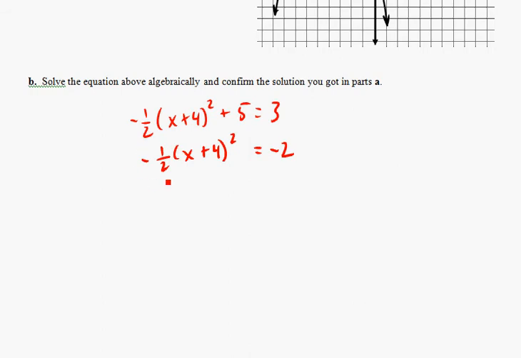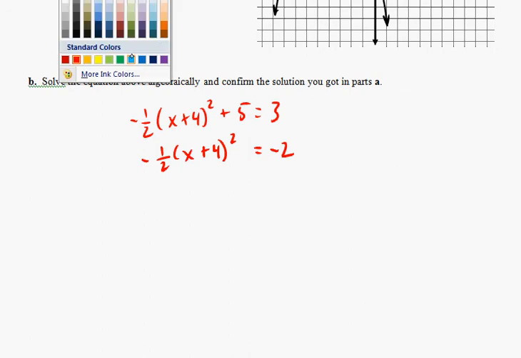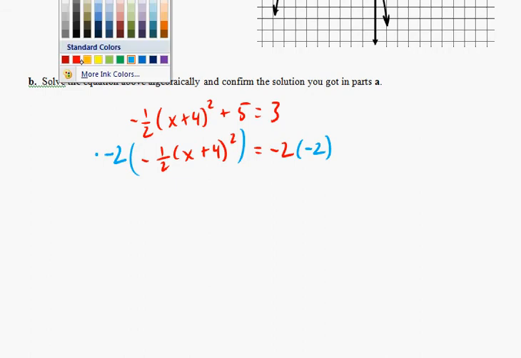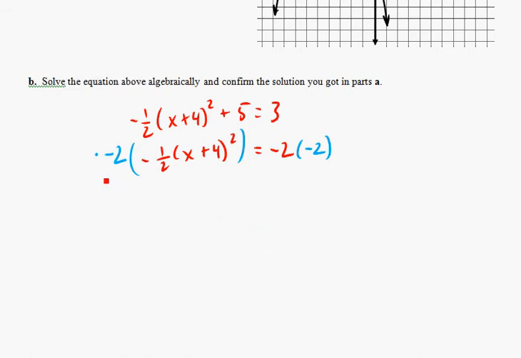Now, in order to get rid of this negative 1/2, we could divide both sides by negative 1/2, but that would be equivalent to multiplying both sides by negative 2. Recall that dividing by a fraction is the same thing as multiplying by its reciprocal. So multiplying both sides by negative 2 would eliminate the negative 1/2 on the left side, and we would have x plus 4 squared equals 4.